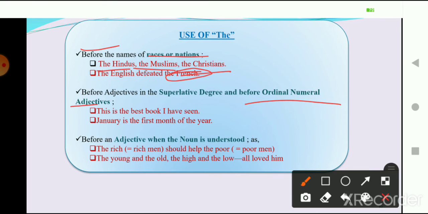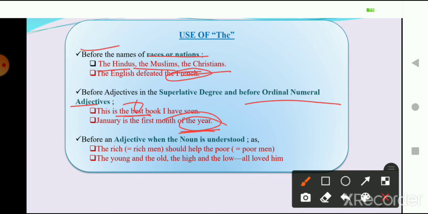Let's see an example. This is the best book I have seen. So here you can see the best, which is a superlative degree of an adjective. Then we have used the article the before it. Okay, and in the second example, January is the first month of the year. Okay, here also before an ordinal number adjective we have used the article the.